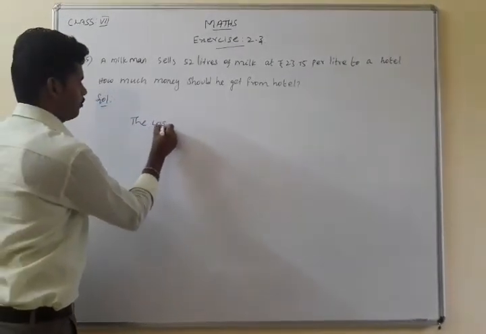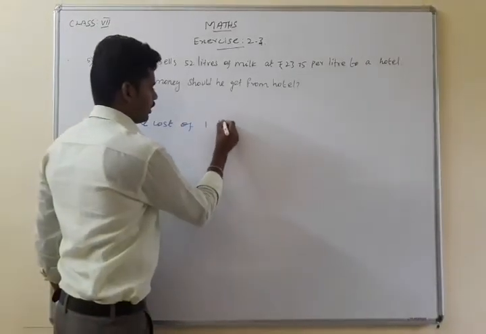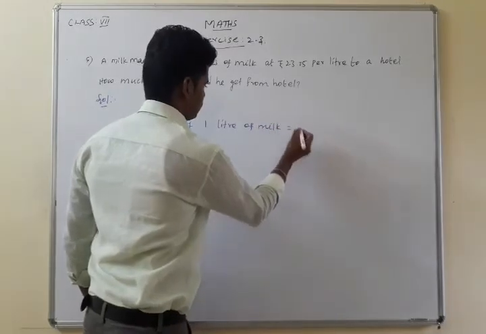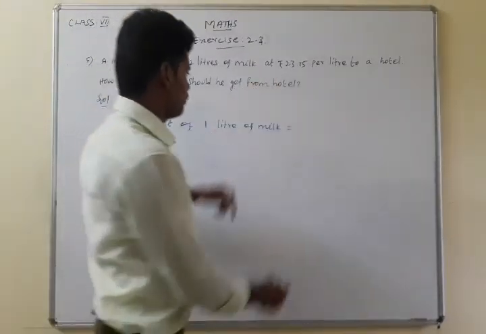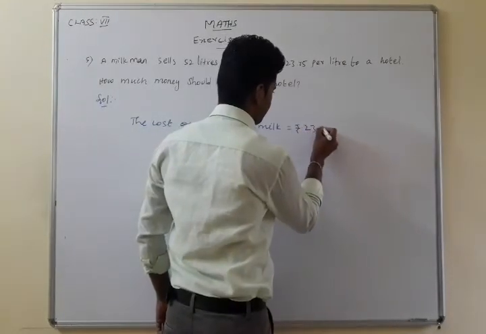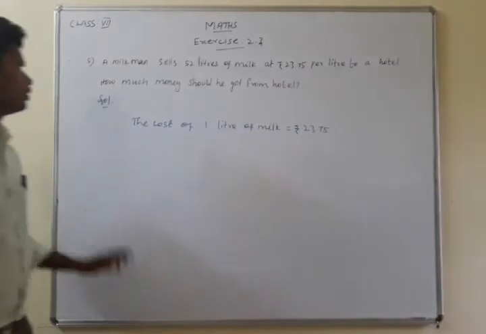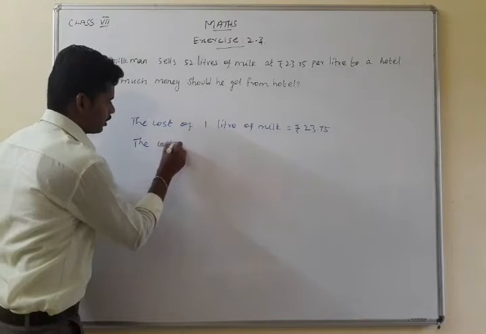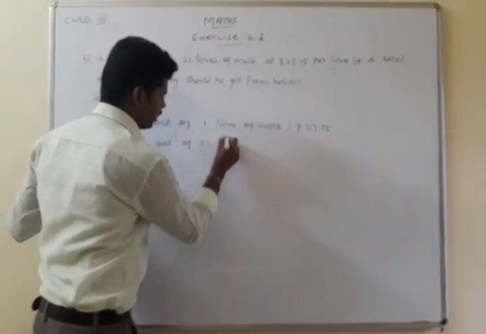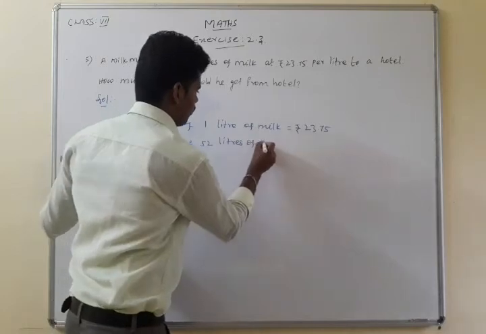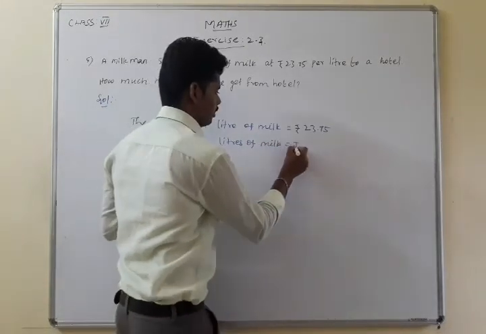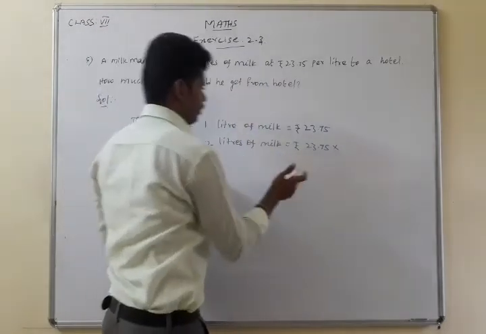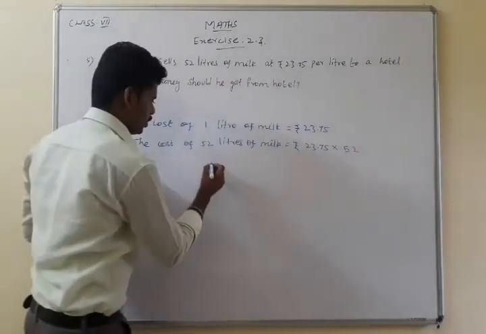The cost of 1 liter of milk. The cost of 1 liter milk how much? Rupees 23.75. So a total of 52 liters. The cost of 52 liters of milk is 23.75 into 52. This will multiply.